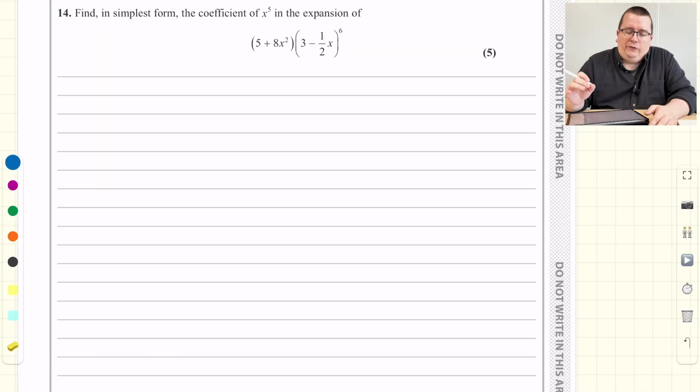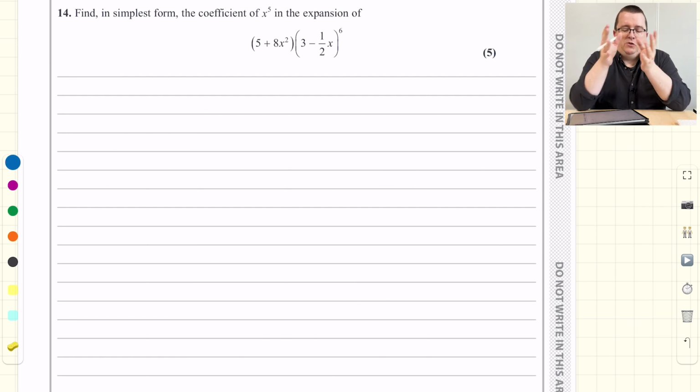So this is question number 14. Find in simplest form the coefficient of x to the 5 in the expansion of (5 plus 8x squared) times (3 take away 1/2 x) to the 6. Now, the 5 plus 8x squared, that's it. We don't need to do anything with that. The (3 take away 1/2 x) to the 6.